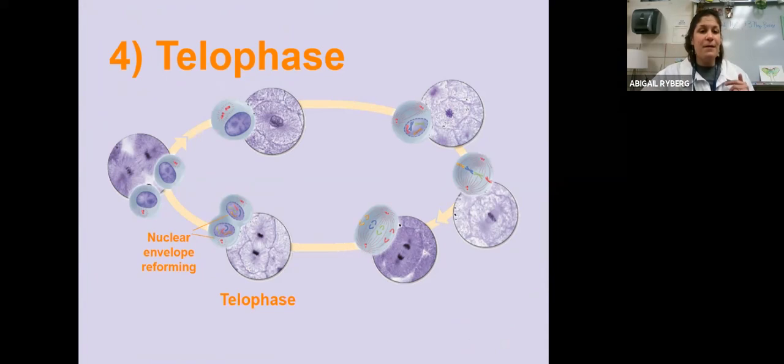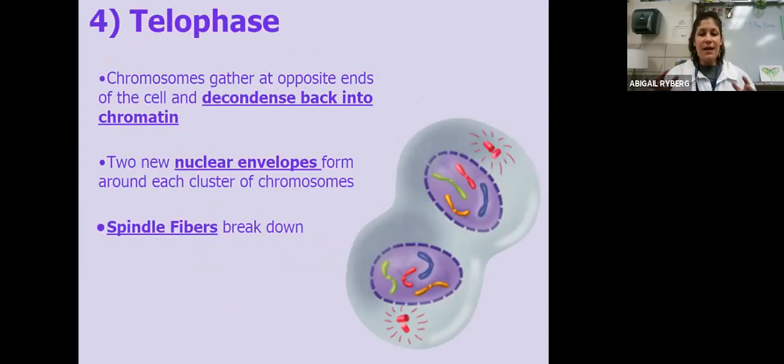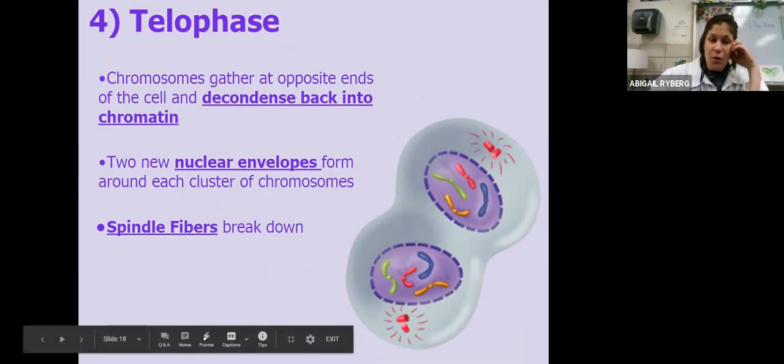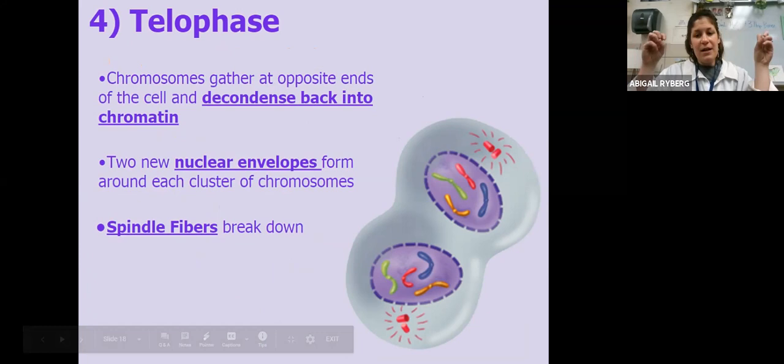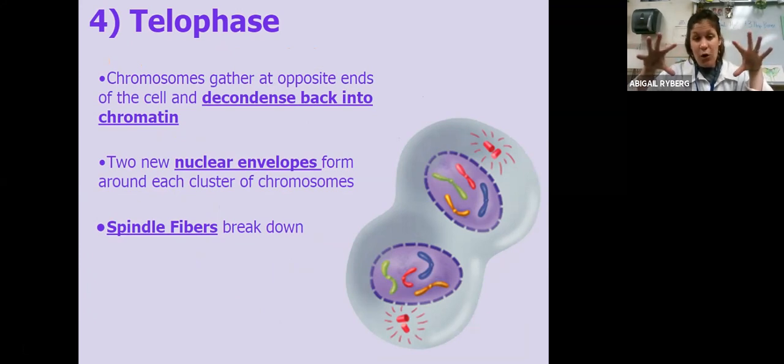Some people call this the last phase. The fourth phase is called telophase. Telophase is the last phase where one cell has two identical nuclei. So let's see what happens. In telophase, the chromosomes gather at opposite ends of the cell and slowly decondense back into chromatin.